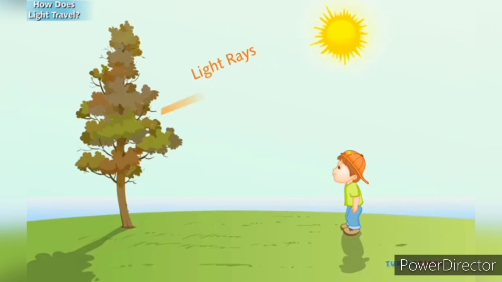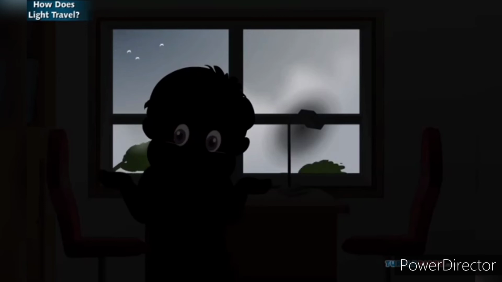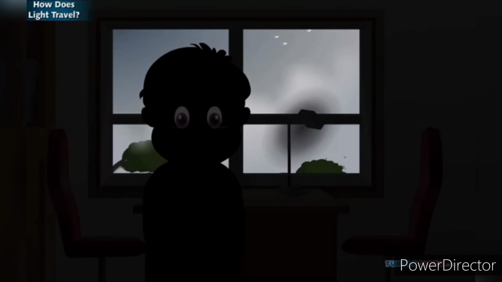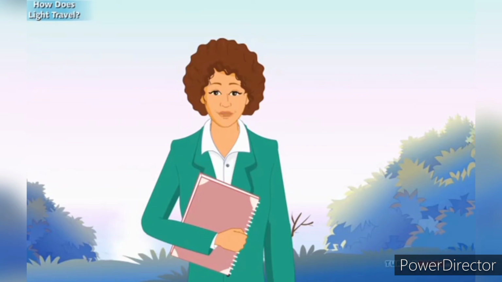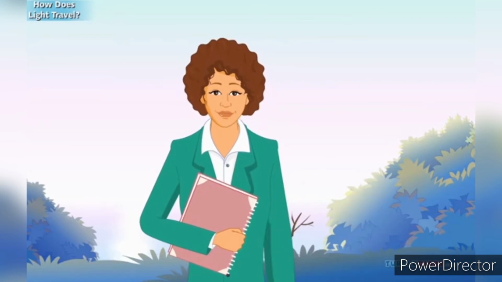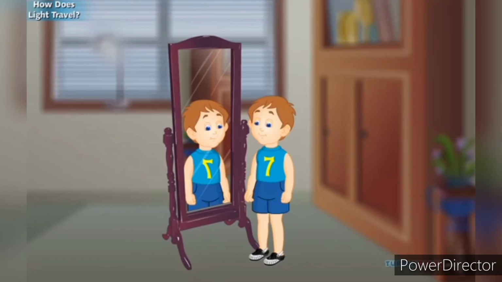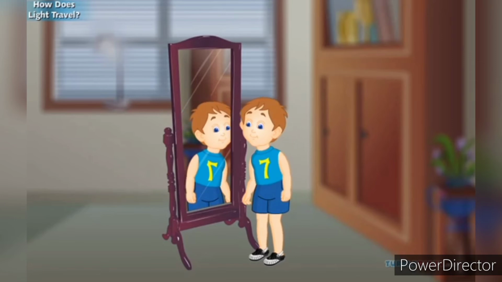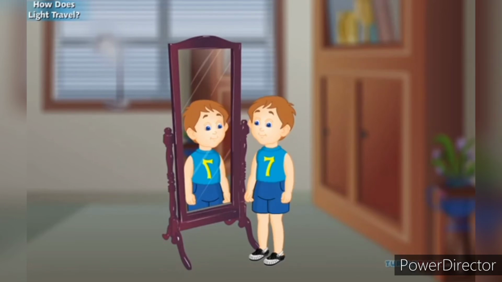When light hits something and bounces off of it, we say it reflects. Reflected light is what helps us to see. We see objects only when light reflects off them. When it is dark and no light is reflecting, we cannot see anything. Some objects reflect light more than others. A shiny surface reflects a lot of light. A mirror is very shiny. That's why it reflects so much light, and we can see ourselves in it.